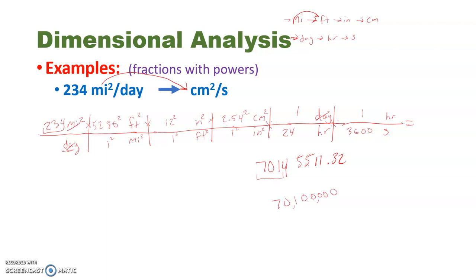Now, miles squared cancels, feet squared cancels, inches squared cancels. We're left with centimeters squared. Days cancels, hours cancels. So we've got centimeters squared over seconds. And again, if your units don't come out to this, you did something wrong. That's why this is so powerful, because it allows you to organize the numbers, make sure the units come out, and if they don't, you better go back and double check your answer. And then again, make sure it's the right number of sig figs.